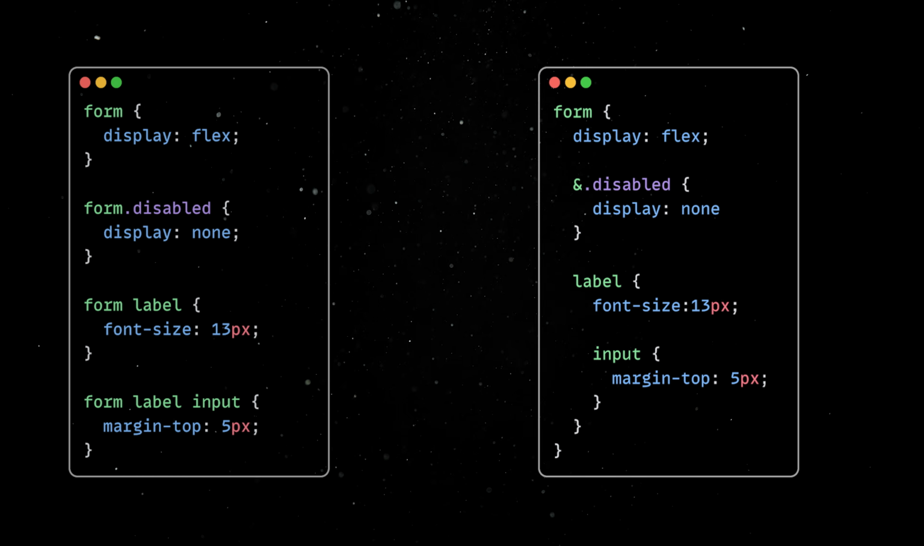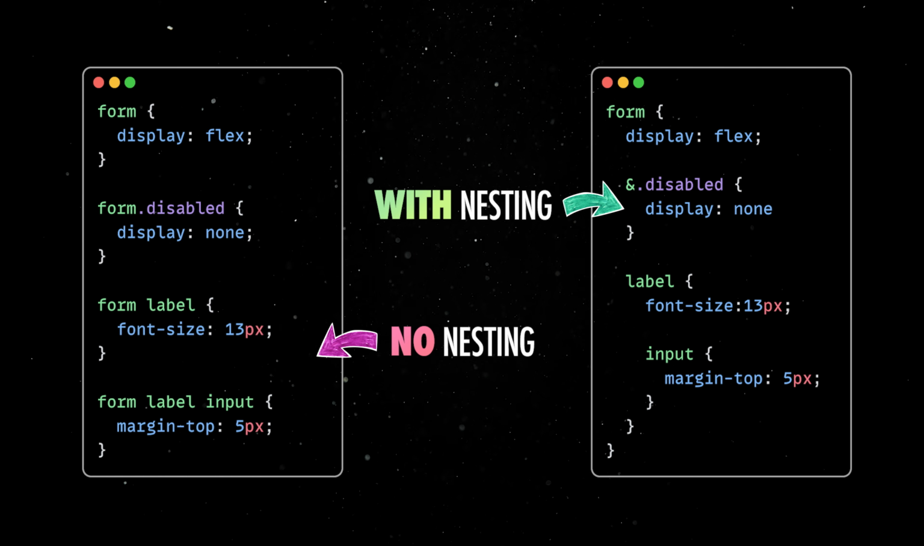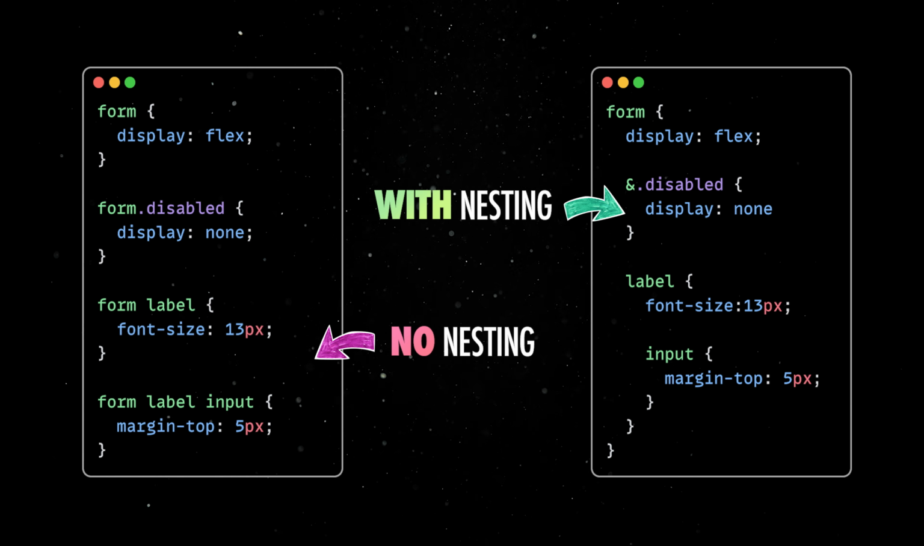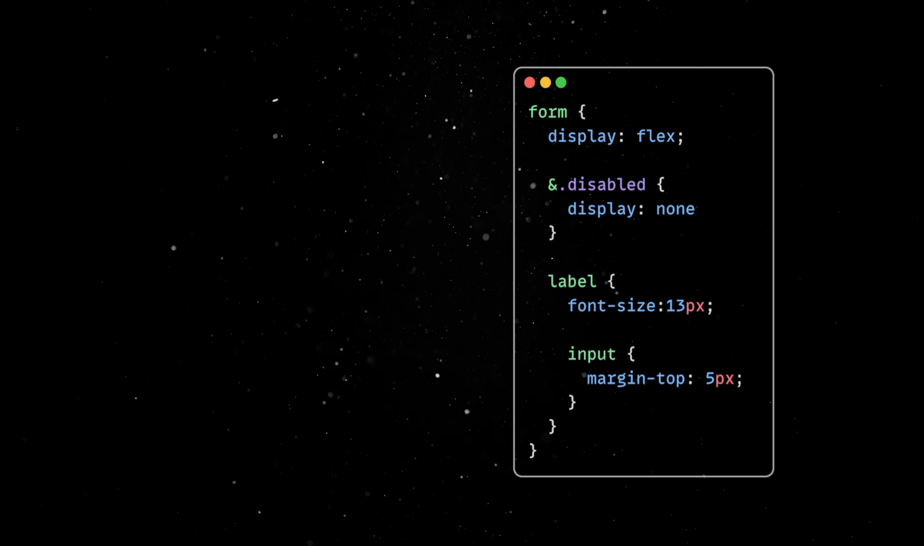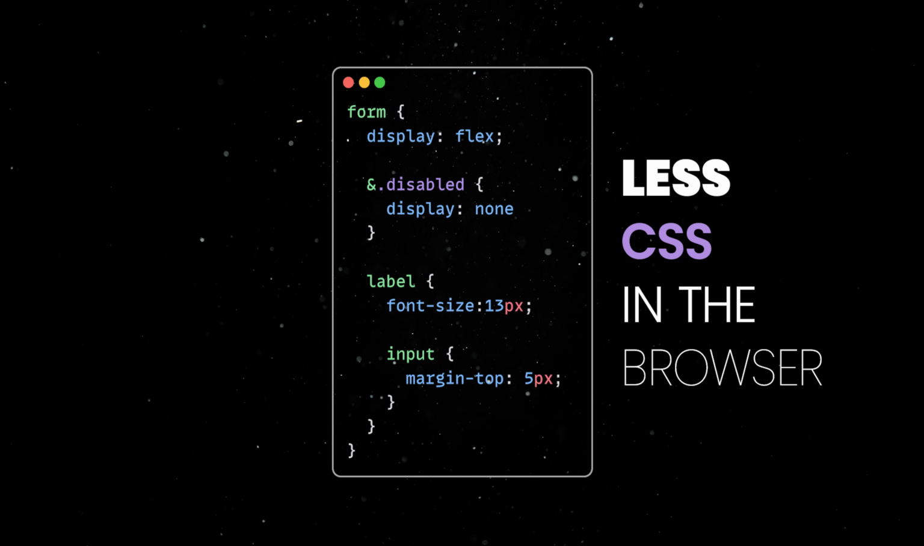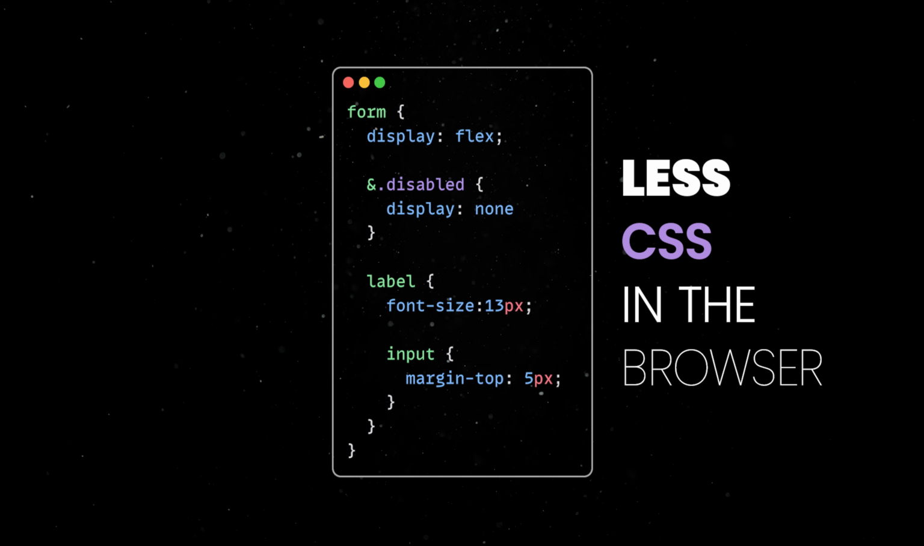Taking a look at an example, you can see that thanks to nesting rules and the nesting selector, your style sheets become more readable, modular and maintainable. It also potentially helps reduce the size of CSS files, thereby decreasing the amount of data downloaded by users.